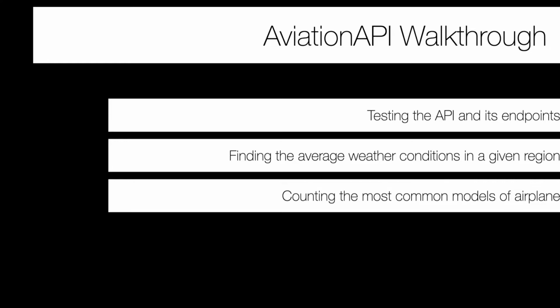But in the New York area, you get a different kind of response since there are three different major airports here. You might see different kinds of airplanes that are popular. And it gives you some insight as well into planes used by both private and commercial airlines. First, we'll talk about testing the API and its endpoints. Tanishka is going to walk you through this example.